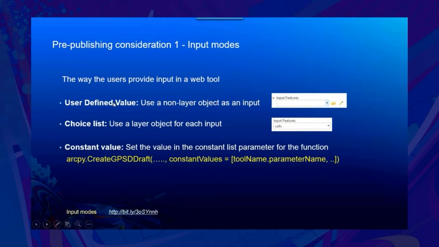So if you want to use user-defined value as an input, try to use a non-layer object as an input. For instance, if you have a feature, try to use feature class as input.